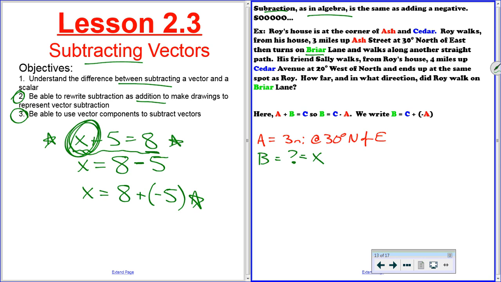Now, his friend Sally walks up Cedar Avenue. She goes 4 miles at 20 degrees west of north. So let's call vector C Sally's walk. She's going to go 4 miles up Cedar Street, which runs at 20 degrees west of north. Okay? And she ends up at the same spot as Roy. So this ends up at the same spot as Roy is a fancy way of telling us that this thing here is the resultant.